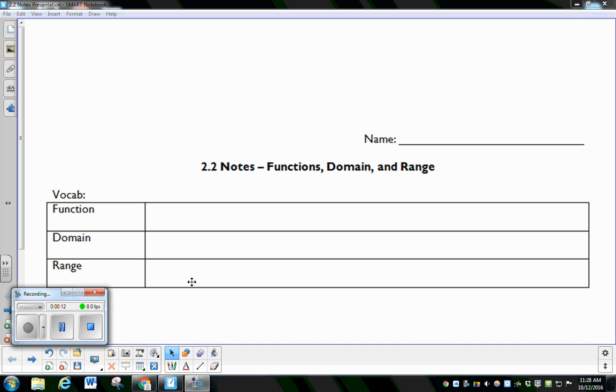So today for section 2.2 we are talking about a lot of new vocab. We're talking about functions, domain, and range. Those are the three things we're going to talk about today.